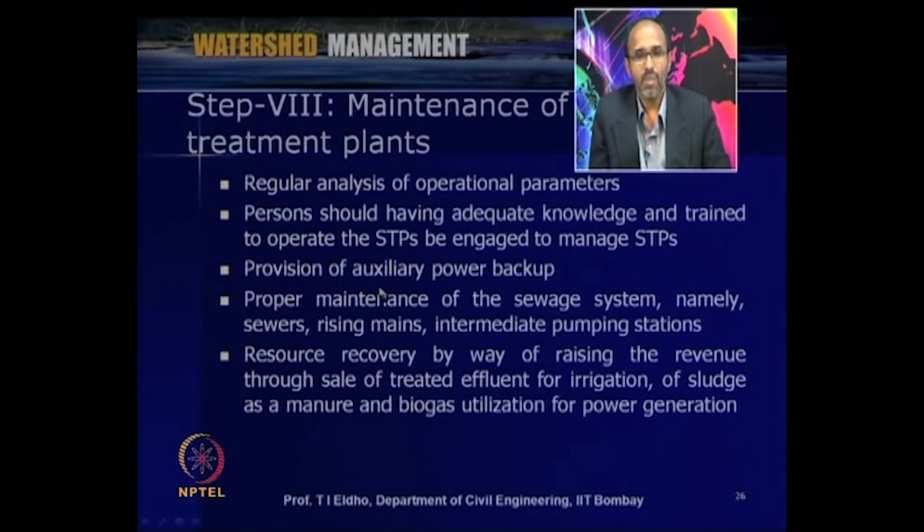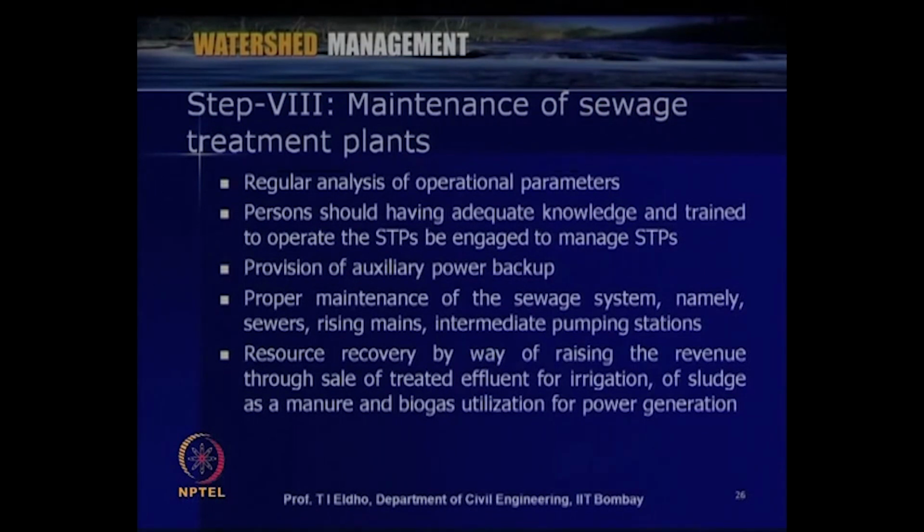And then there should be provision of auxiliary power backup, then proper maintenance of the sewage system, namely sewers, rising mains, intermediate pumping stations, then resource recovery by way of raising revenue through sale of treated effluent for irrigation. So, like that we have to maintain the sewage treatment plants appropriately. So, that is about step number 8 when we prepare the guidelines. And step number 9 is pollution from industrial sources.